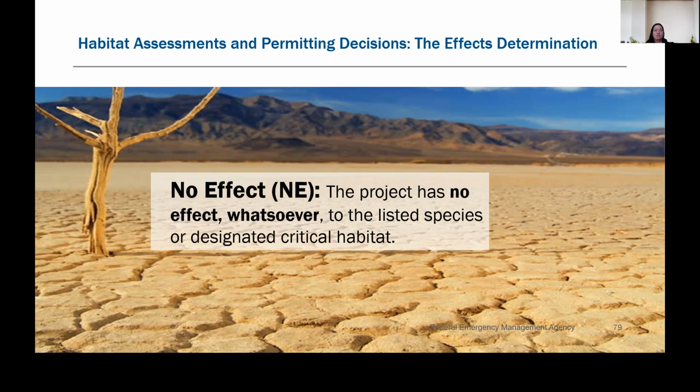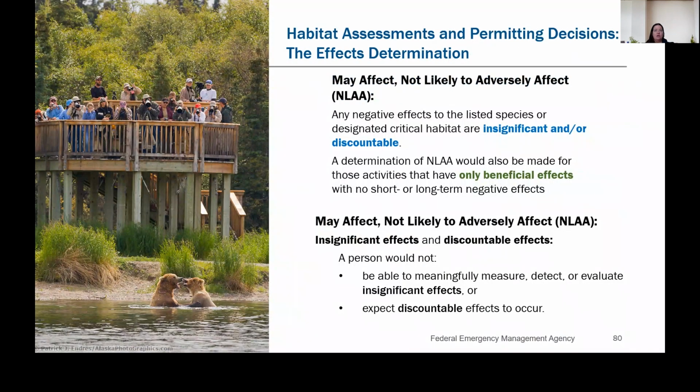Second one is may affect, not likely to adversely affect. So if you've got a project for which all of the impacts have been mitigated, you're going to be at may affect, not likely to adversely affect, regardless of your confidence of whether or not those impacts may actually happen. Like I said, even a project that has only beneficial effects, the best it can do is may affect, not likely to adversely affect, because you are still having an effect, right?